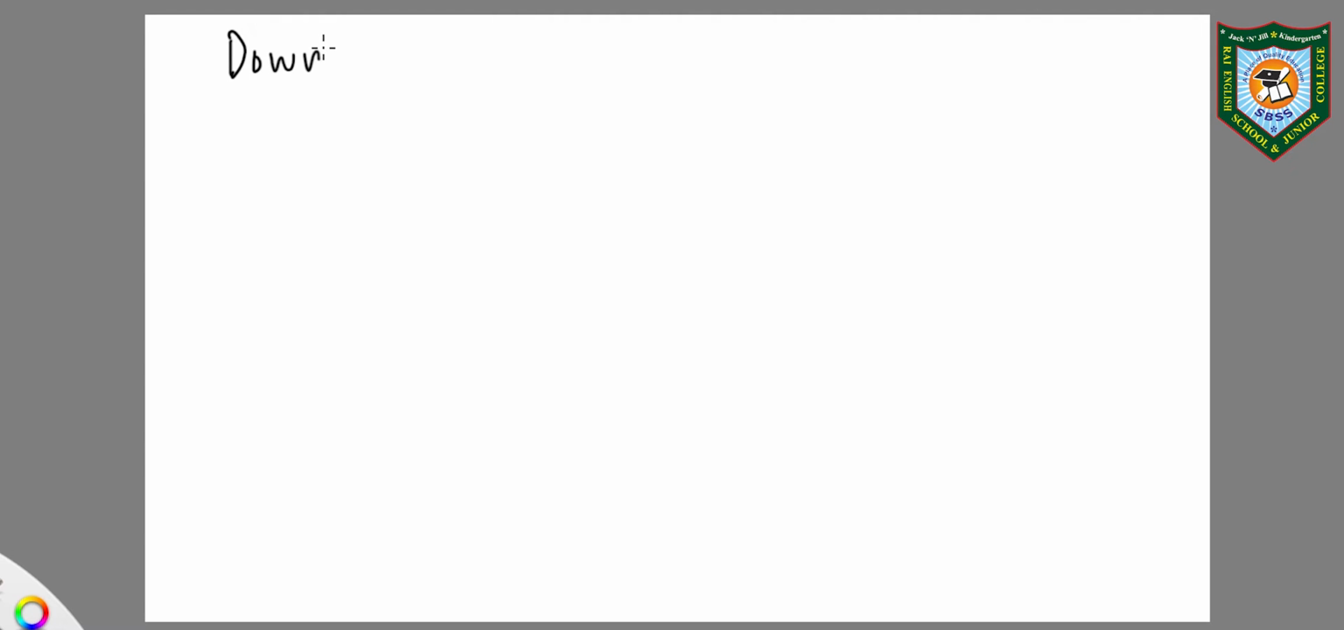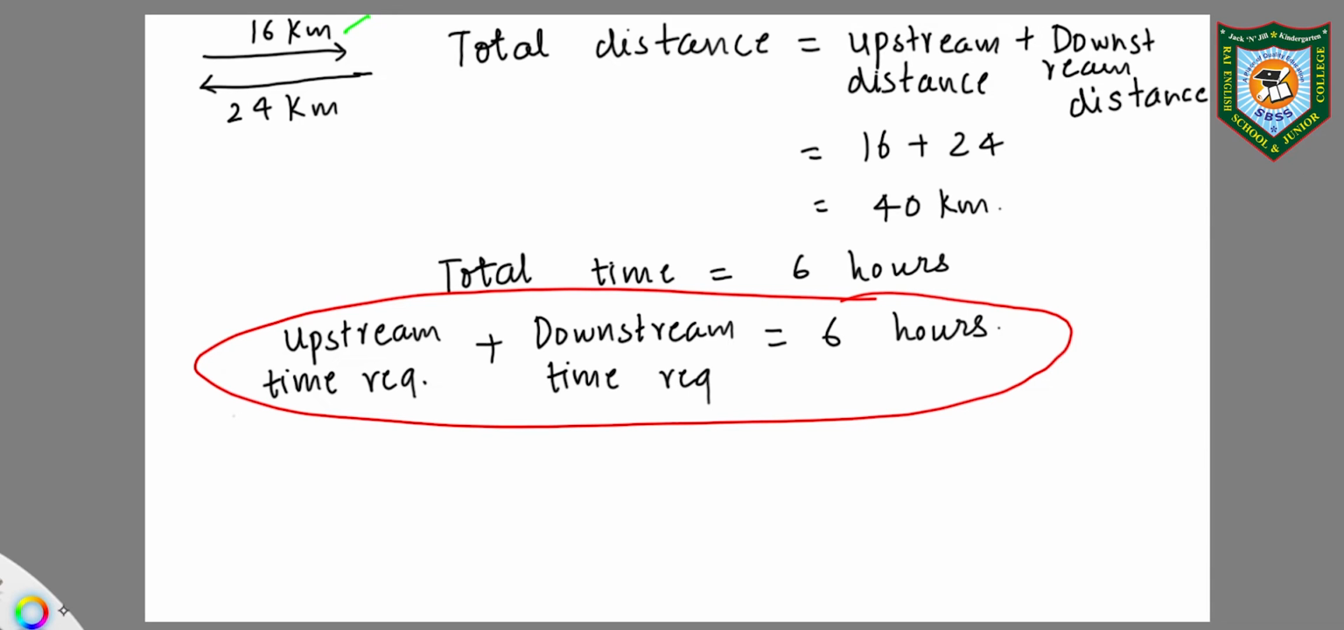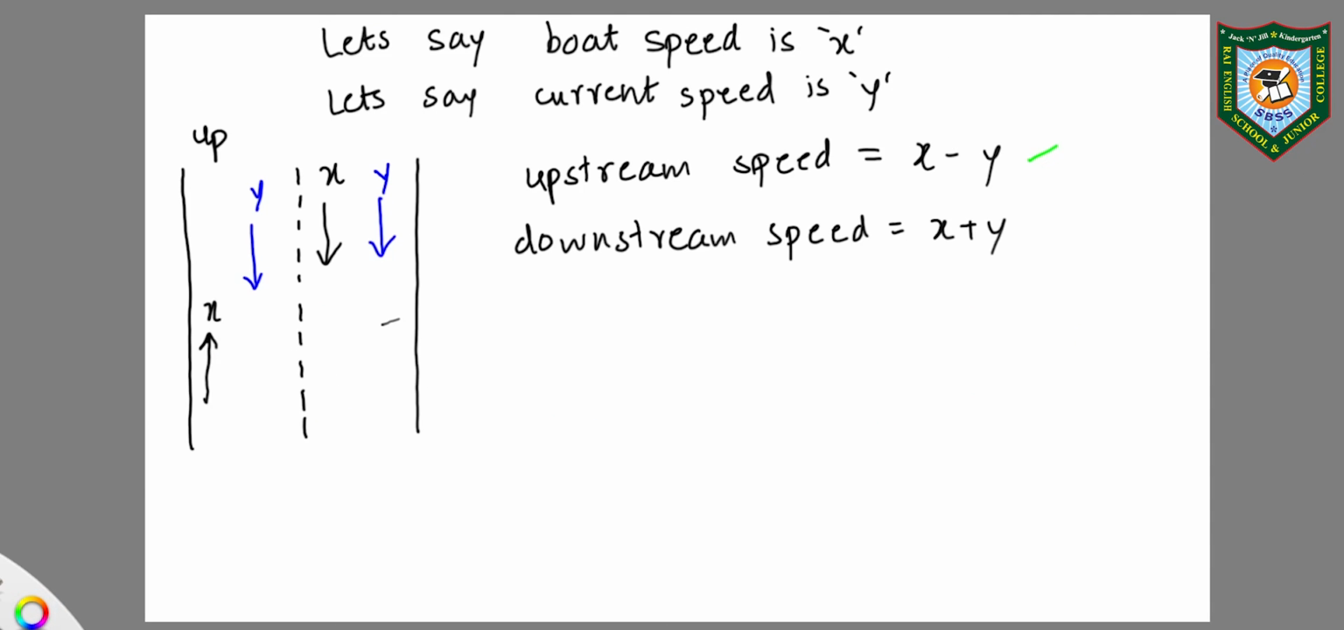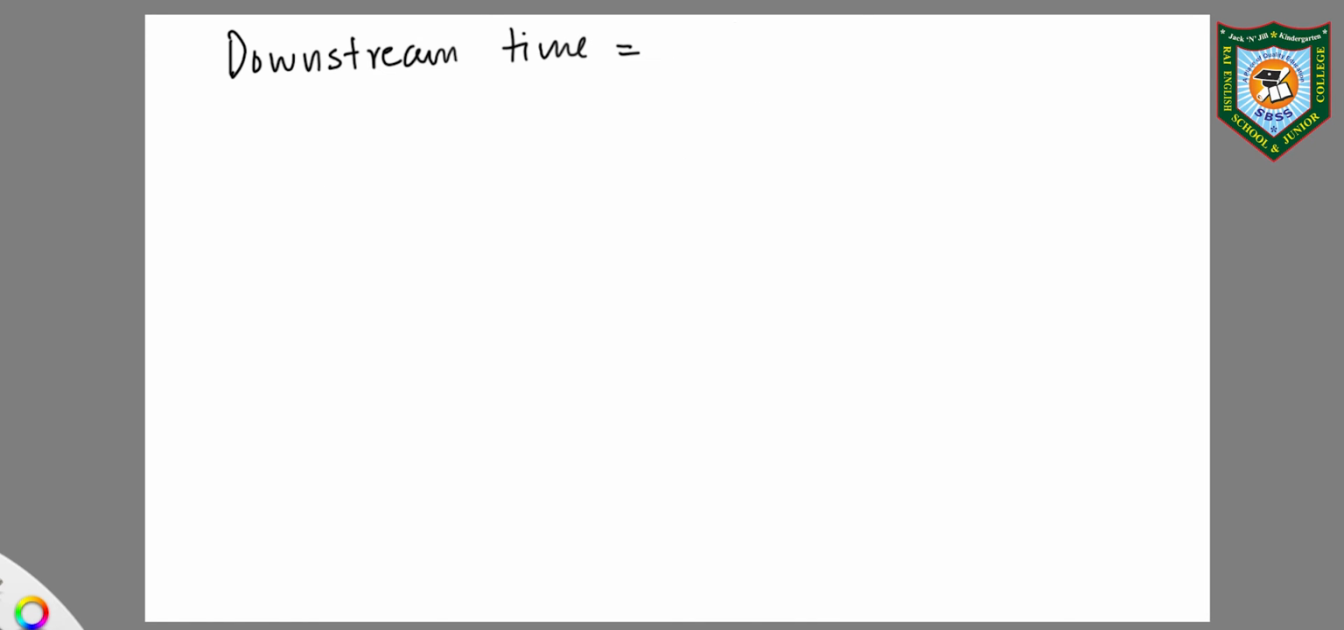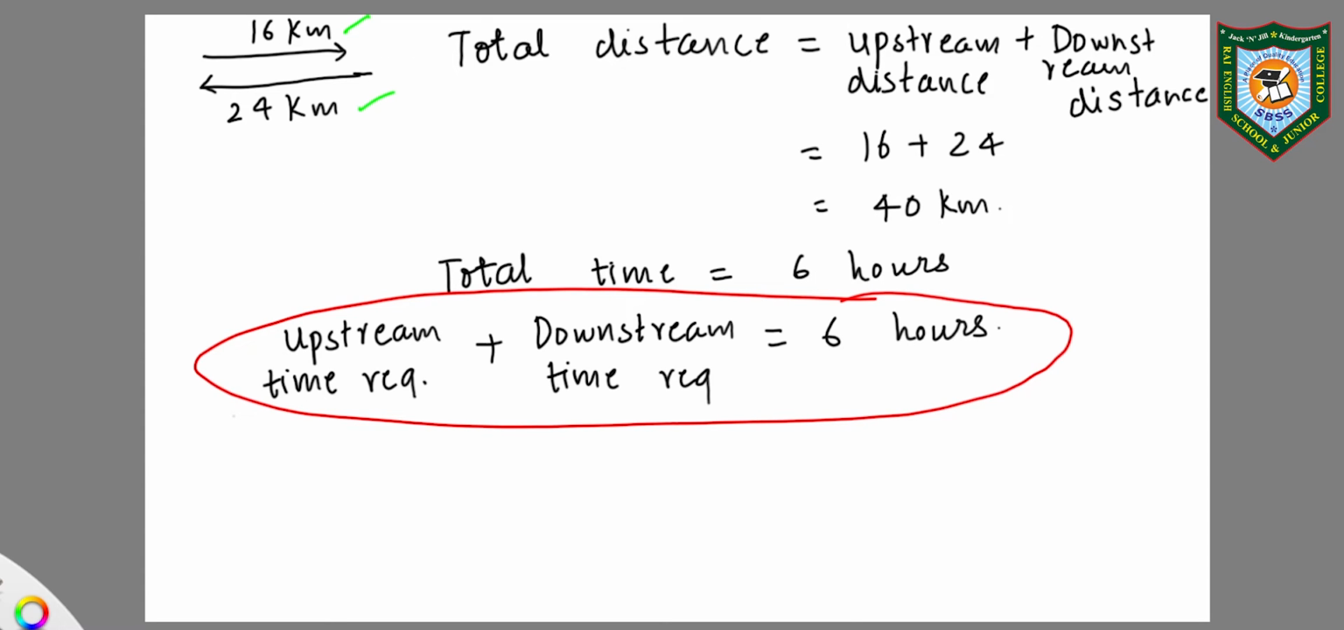So downstream time is equal to downstream distance, which is 24 kilometers, divided by my downstream speed, which is x plus y. So my downstream time becomes 24 divided by x plus y. Now coming back to our original equation, upstream time required plus downstream time required is equal to 6 hours. So we have to use this equation to write down our actual values in terms of x and y.